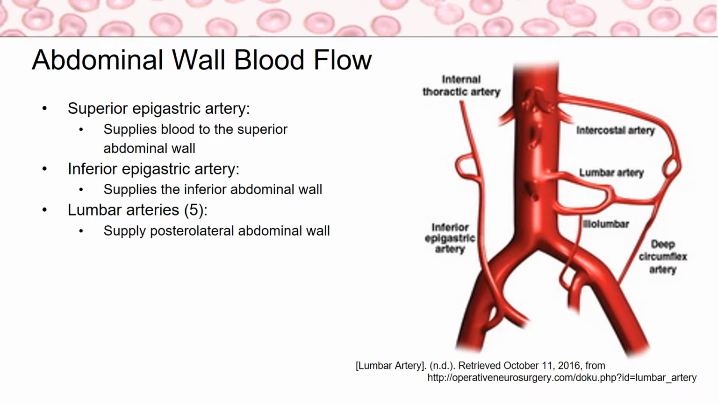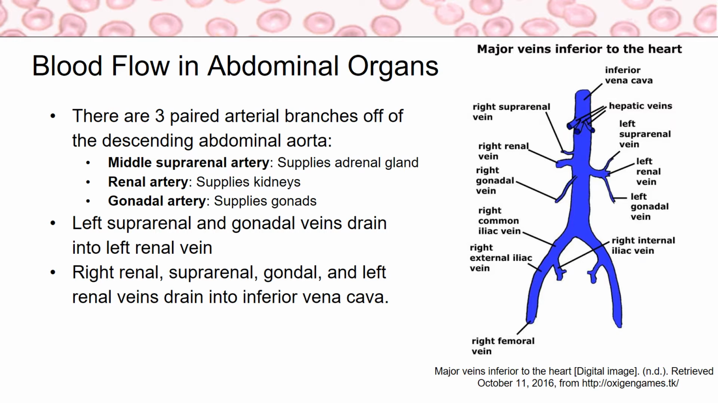Now for abdominal wall blood flow, some arteries to be made aware of are the superior epigastric artery, which supplies blood to the superior abdominal wall, then the inferior epigastric artery, which supplies the lower part of the abdominal wall, and 5 lumbar arteries that branch off of the descending abdominal aorta, which supply the posterior lateral abdominal wall.